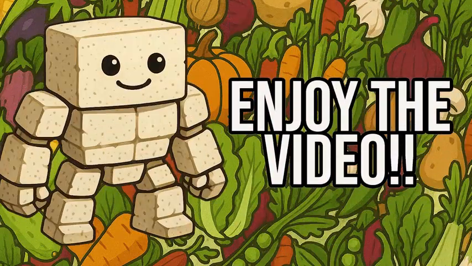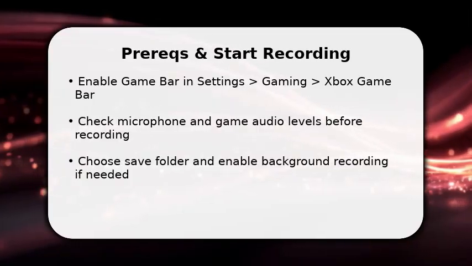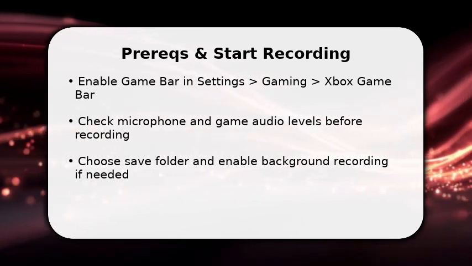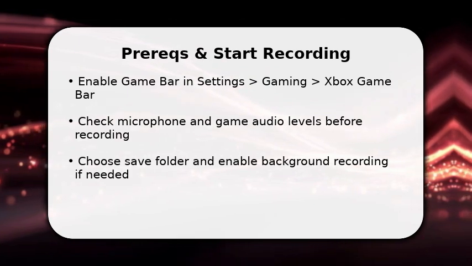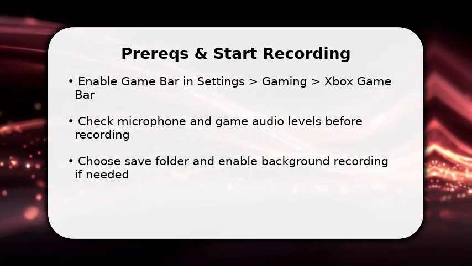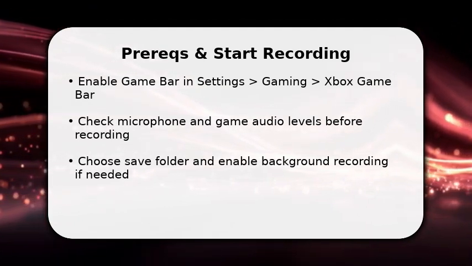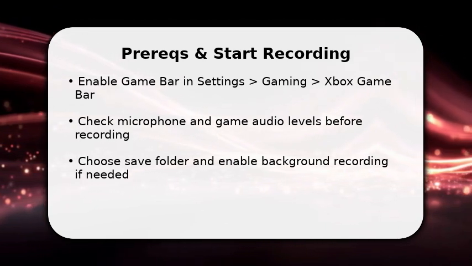Please enjoy the video. You'll begin by enabling the Xbox Game Bar and confirming system prerequisites. Windows 11 up to date and Game Bar turned on. Open Settings, go to Gaming, and toggle Xbox Game Bar. Next, press Windows plus G to open the overlay so you can access the recorder immediately.